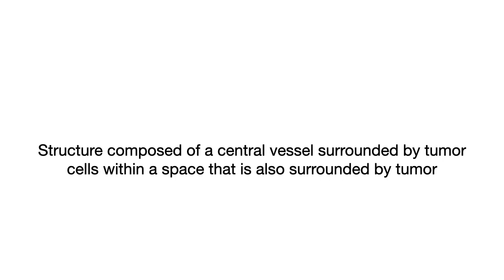This is a structure composed of a central vessel surrounded by tumor cells within a space that is also surrounded by tumor. This is characteristic of the glomeruloid bodies of Schiller-Duval. Schiller-Duval bodies are found in what tumor? Yolk sac tumors.